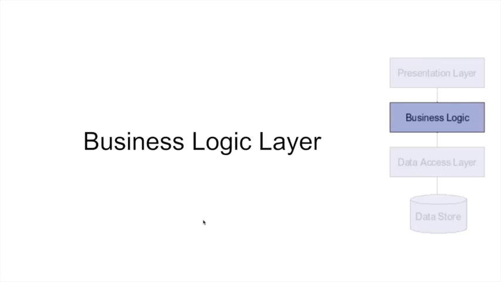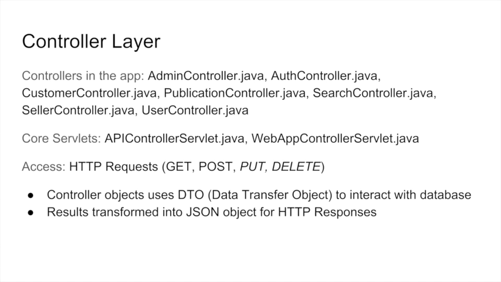Next, we are going to talk about the business logic layer, or this is where the C is in MVC, the controller. So our control layer consists of a lot of files, and we have a lot of controller files. This includes the admin, auth, customer, publications, search, seller, and user controller. And all of these deal with different things and have different responsibilities around the stack.